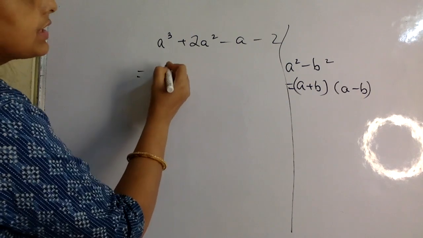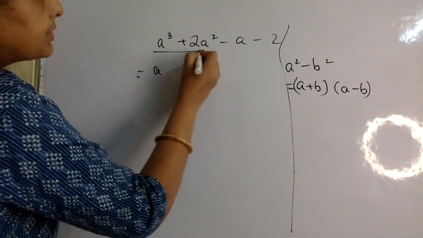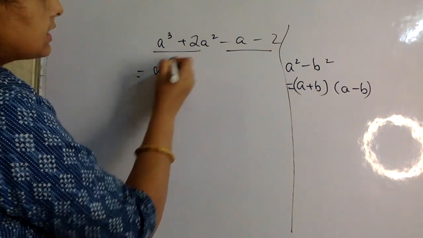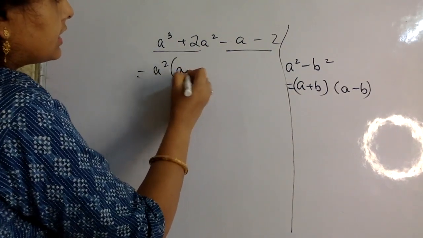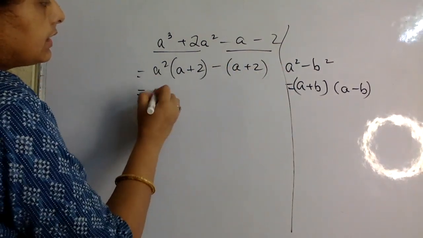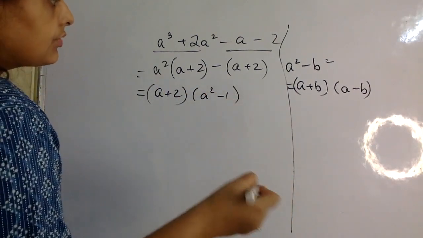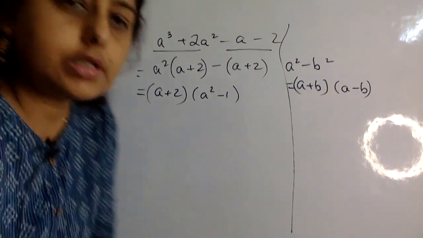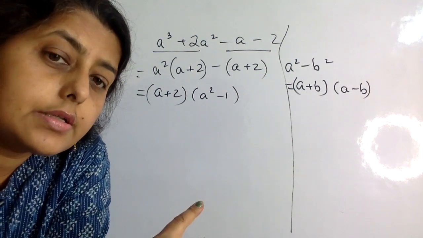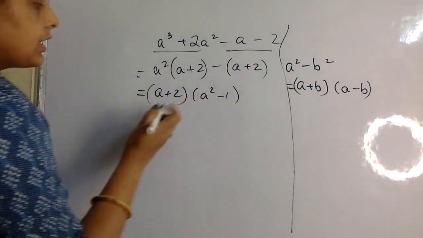Here we'll just group them. If I take between these and between these, we shall be grouping them. Here we'll be taking a square common, and then we have a plus 2, and here take the minus sign common, and we have a plus 2. Take the a plus 2 common, and we have a square minus 1. Now the sum does not end here. Generally you might think that the sum is going to end here, but it does not. As long as we have a difference of squares like this, we have to keep doing the sum.